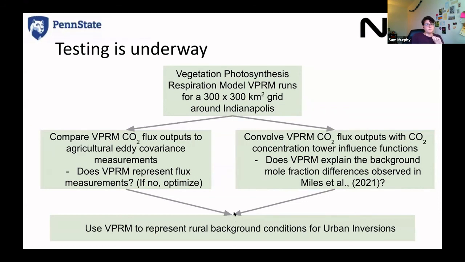We can also convolve the VPRM outputs with CO2 concentration tower influence functions. That way we can determine if VPRM is able to explain the background mole fraction differences that Miles et al. 2021 observed. And then both of these will ultimately help us move towards the goal of using VPRM to represent rural background conditions for urban inversions.